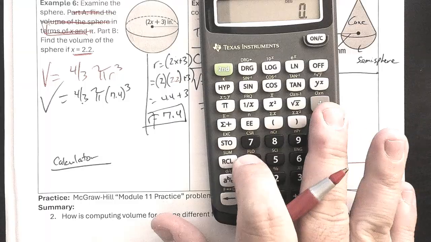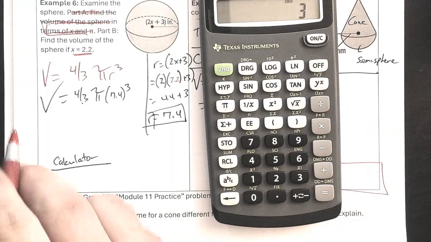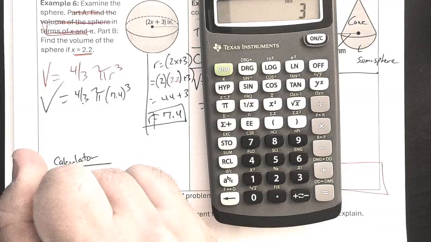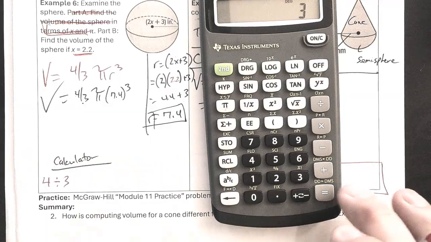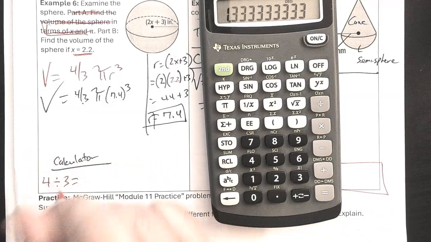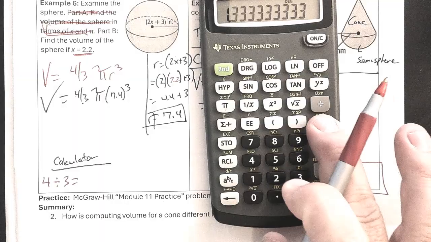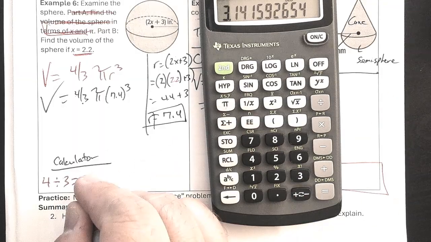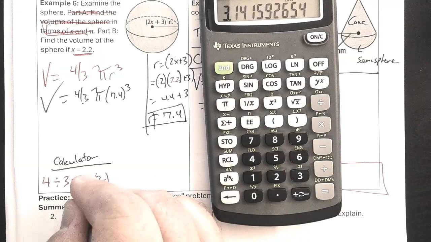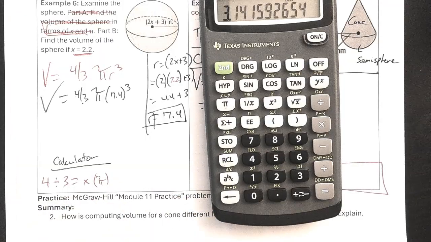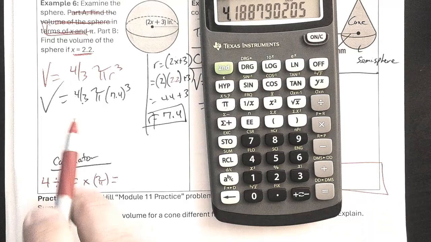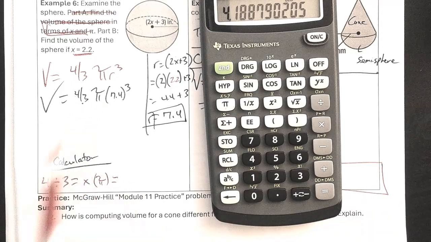So 4 divided by 3, because it's 4/3. So 4, the divided by button, 3. Notice nothing's happened, so I have to hit equals. All right, so multiply, so times. And then I'm going to hit the pi button. I'm going to separate every now and then. Now I'm going to have to hit equals. All right, so we've done 4/3 pi. So times.